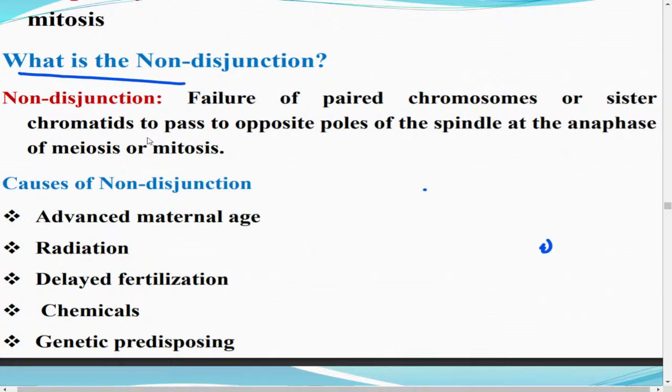This is a review. Non-disjunction: failure of paired chromosomes or sister chromatids to pass to the poles at the spindle in the anaphase of meiosis and mitosis. This is non-disjunction. And the causes of non-disjunction: chemicals, radiation.